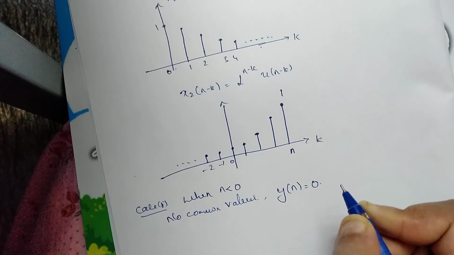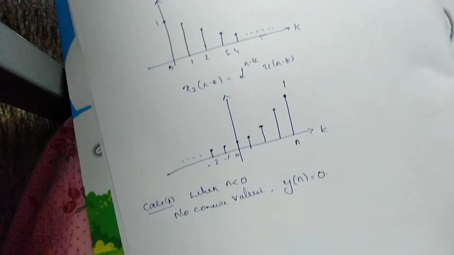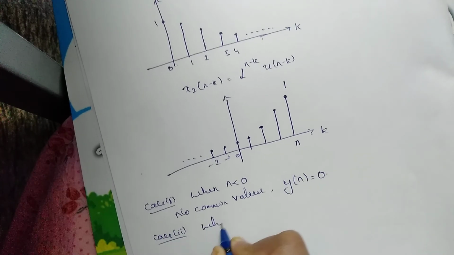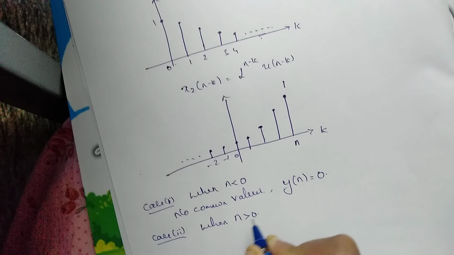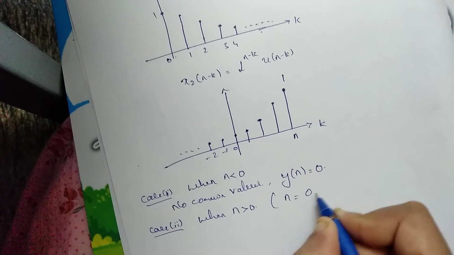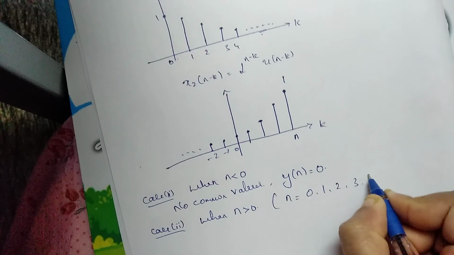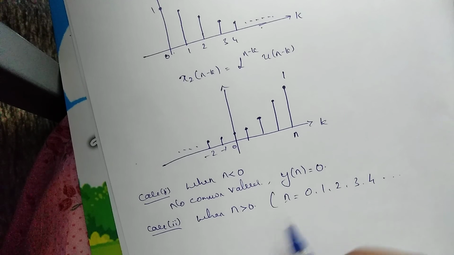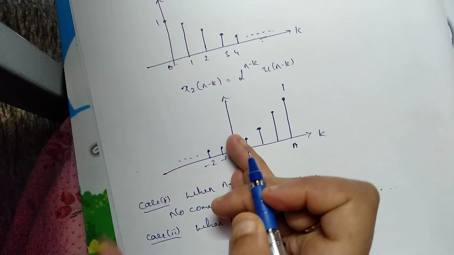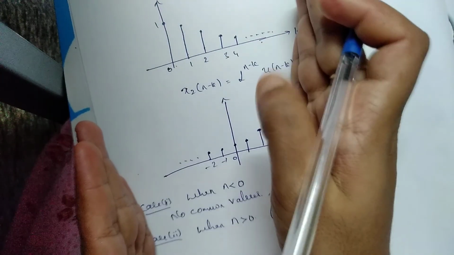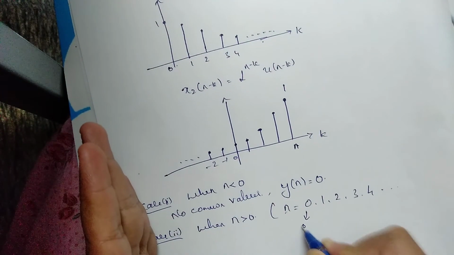So let us consider the second case. Case number 2, when n is greater than 0. N greater than 0 means it will take the values 0, 1, 2, 3, 4, etc. Imagine if n is equal to 0, what happens? It starts from 0 to minus infinity. This waveform is 0 to infinity. Common values will be only 0.